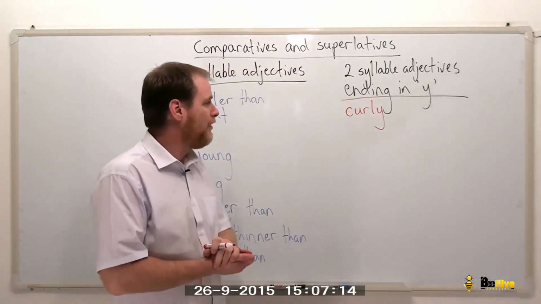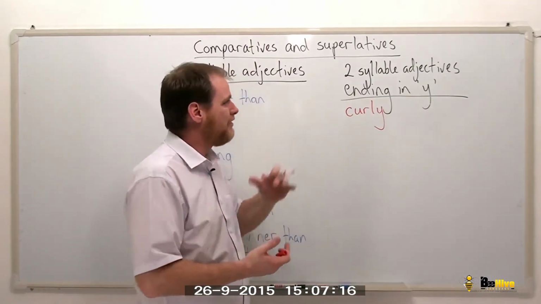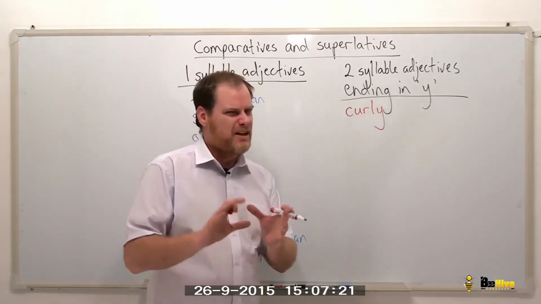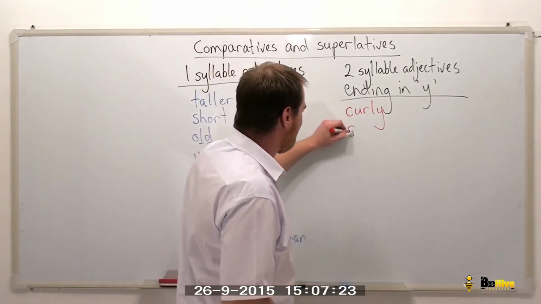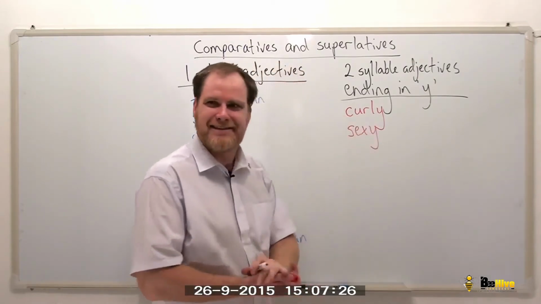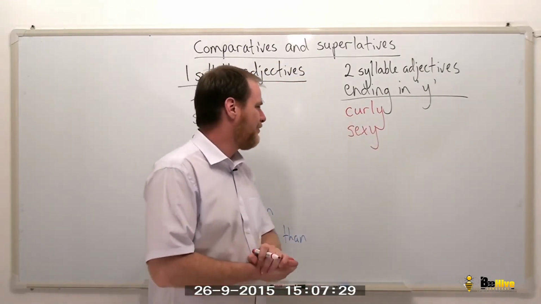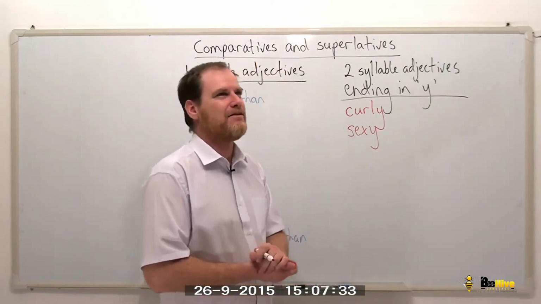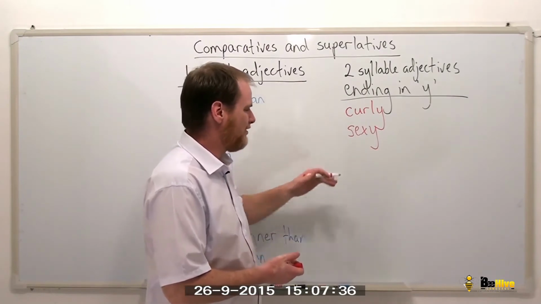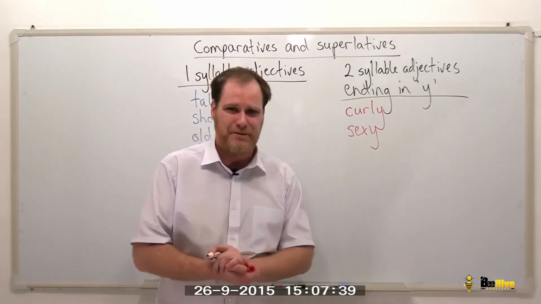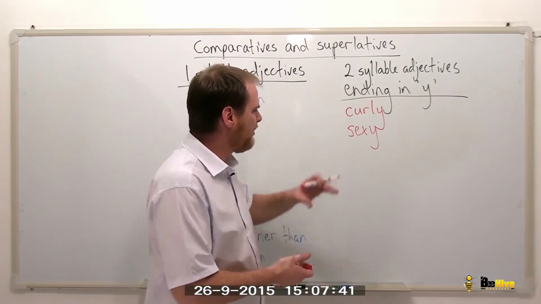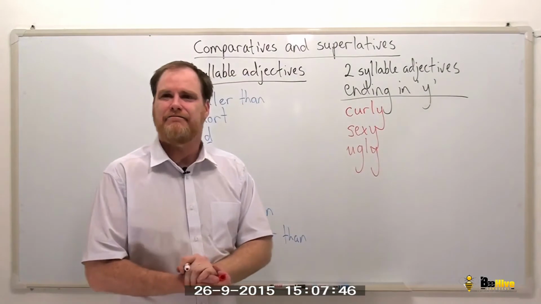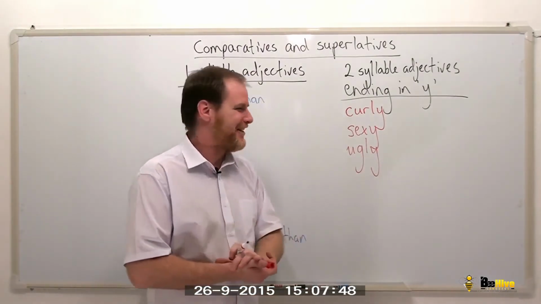Yeah? Okay, so can you tell me some other two-syllable adjectives ending in Y? Alright, let's get a little bit risky here. We can also use a word like sexy. Okay? And we can also use some other words describing people. Another one would be ugly. But that's not a very nice thing to say.